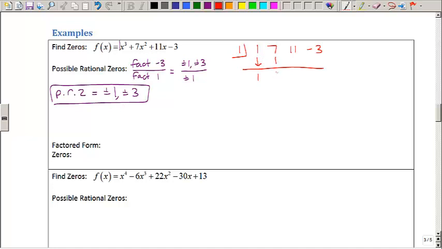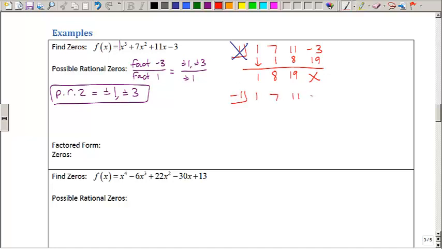1 times 1 is 1, add down. 8 times 1 is 8, add down. 1 times 9 is 9. This is not working. Okay, so 1 is not a 0. Therefore, x minus 1 is not a factor. So I like to cross that out so that I'll come back later and realize, oh yeah, that didn't work.